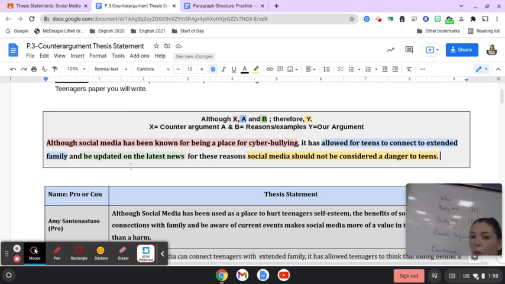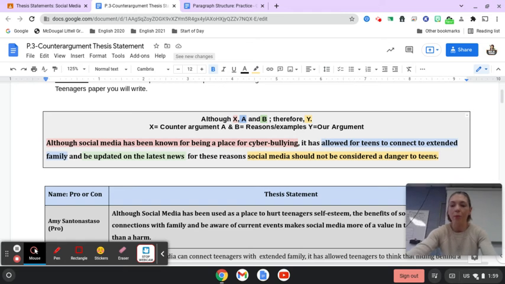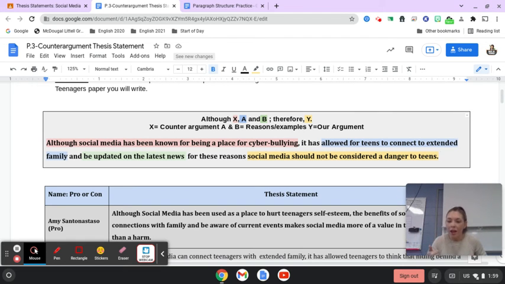news. When we get to the counter-argument paragraph, that's where we will talk about the fact that social media has been known for a place of cyberbullying, because that's what the other side thought. So we'll address that counter-argument. But for right now, I just need you to know what the counter-argument thesis statement looks like. I'm hoping all of you have submitted it here so I can adjust them and give you some feedback in a timely manner.